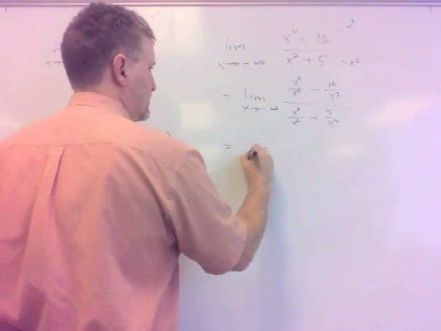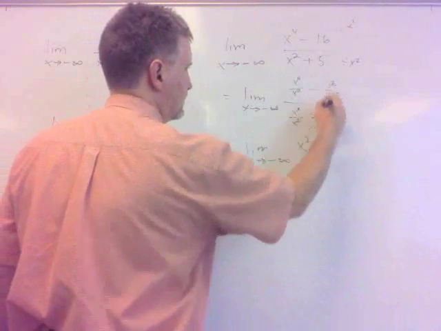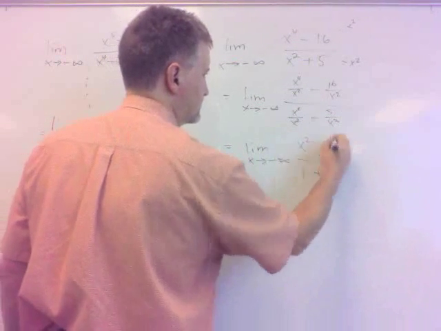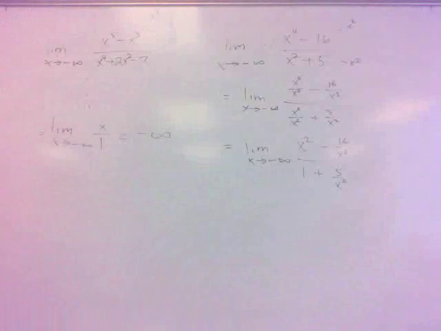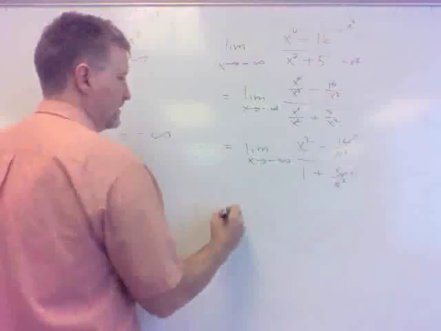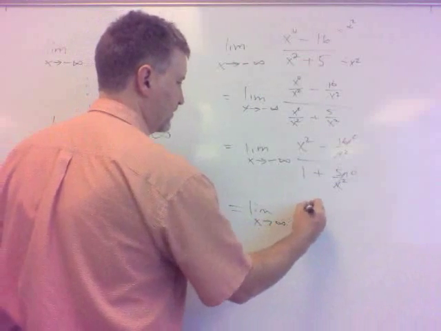Okay, so that's going to give me the limit as x goes to negative infinity. That'll be x squared. That'll still be 16 over x squared. That'll be 1 plus 5 over x squared. Well, these two go to 0. That's good. So I wind up with the limit as x goes to negative infinity of x squared over 1.